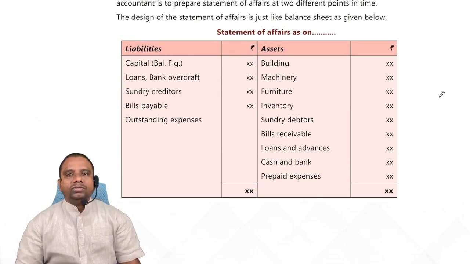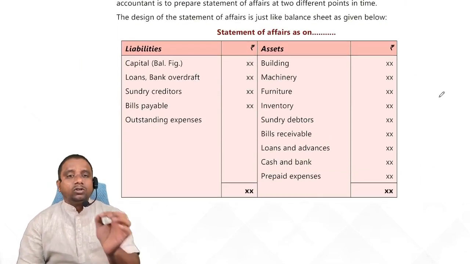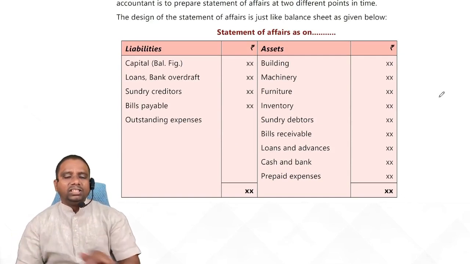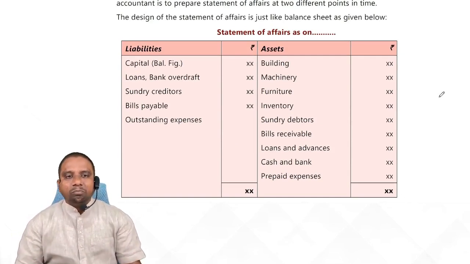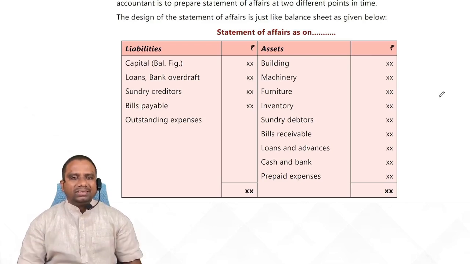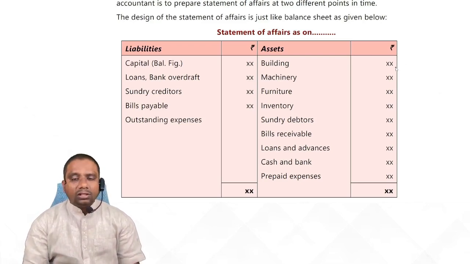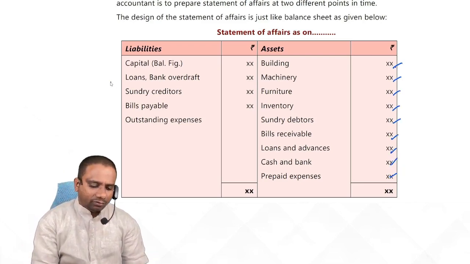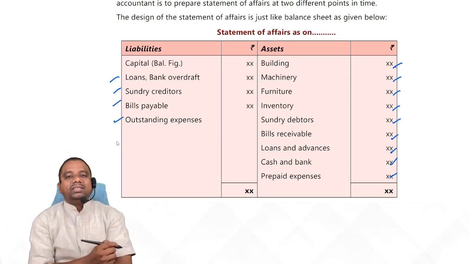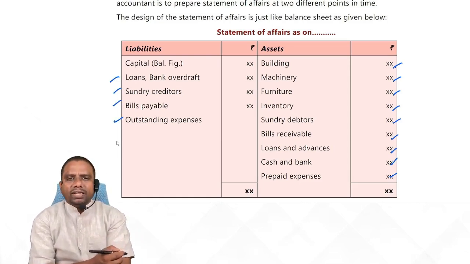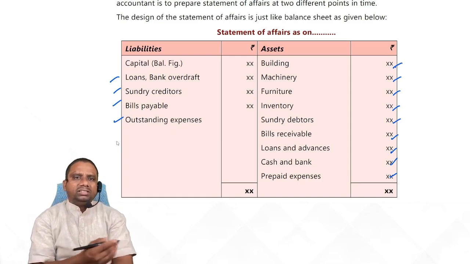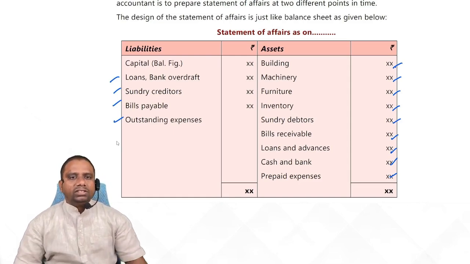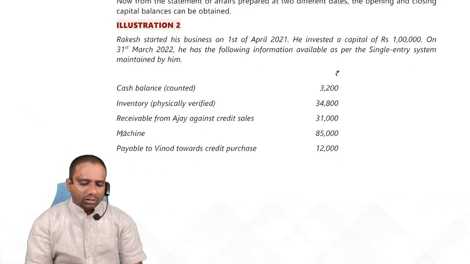Next one, see the statement of affairs format, students. The statement of affairs looks like a balance sheet, but we should not call it a balance sheet, though we follow the same. On the right hand side, we write all assets. On the left hand side, we write all liabilities, and the difference is nothing but capital. You know the accounting equation, assets minus liabilities is equal to capital. Clear? Now look at illustration 2.